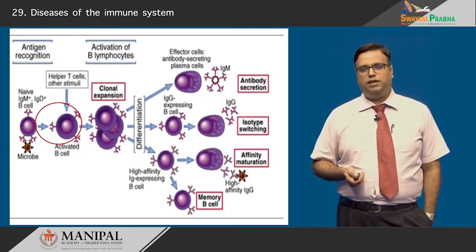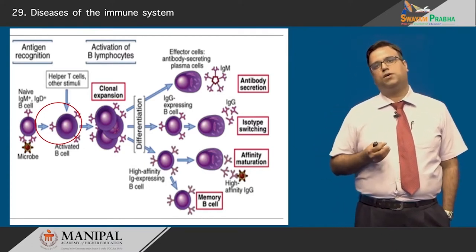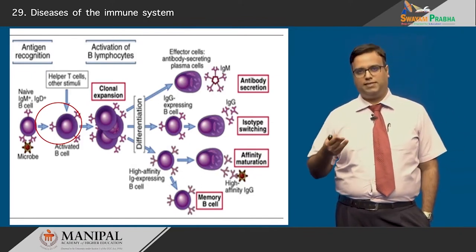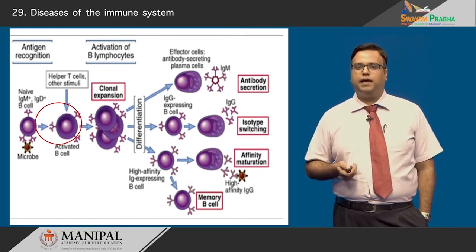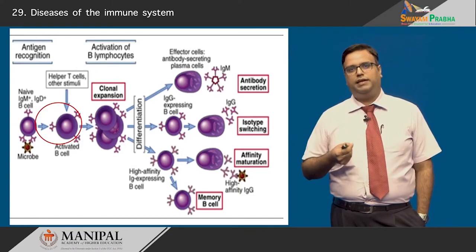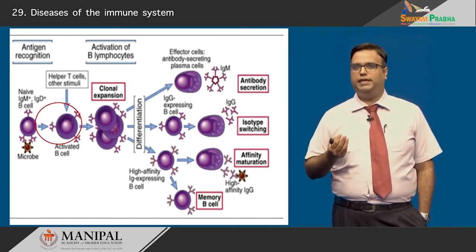And last but not the least is the differentiation to what is called a memory B cell. Literally, it retains the memory of the inciting insult. So when there is a similar epitope or an antigen which is delivered to the body, it can produce a lot of immunoglobulins right up front.